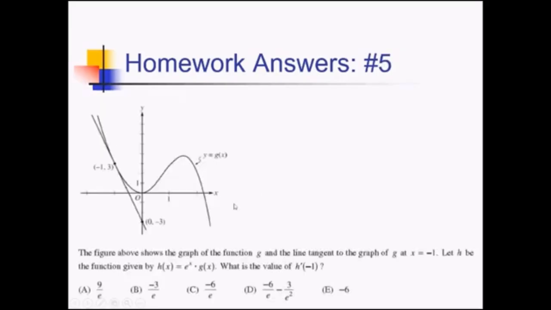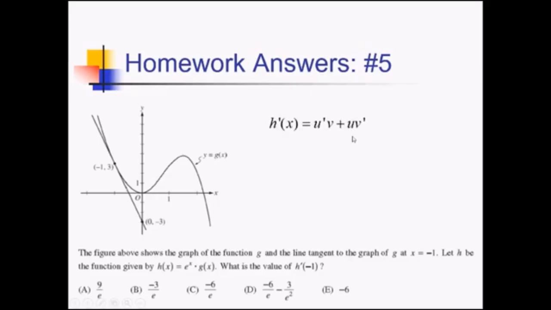On this problem, we have a figure with the graph of g shown here, and a line tangent to the graph at x equals negative 1. h is the function given by e to the x times g of x. Based off of that, we want the value of h prime of negative 1. So we're taking the derivative of a product. Probably the product rule is a good way to go on this one. So u prime v plus uv prime.